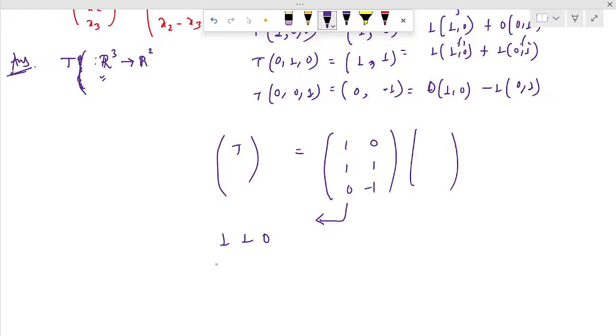1 1 0 and 0 1 minus 1. So this would be what you can say is your matrix of linear transformation. This is called the matrix of linear transformation.